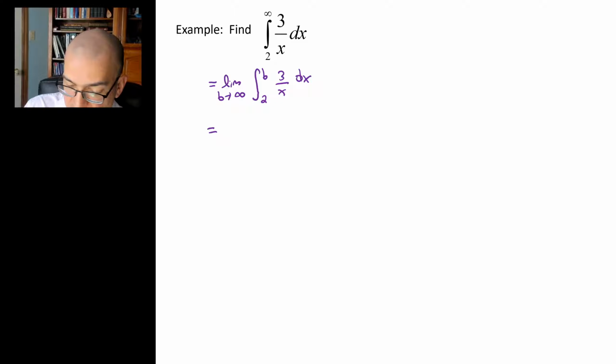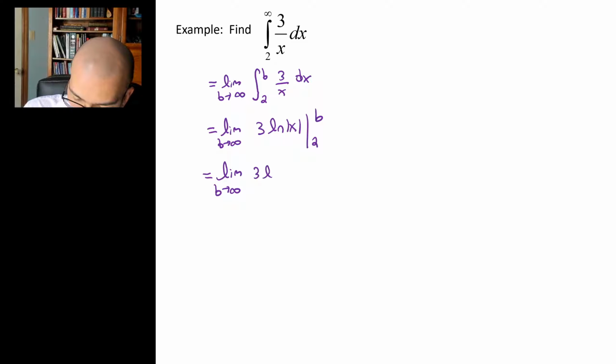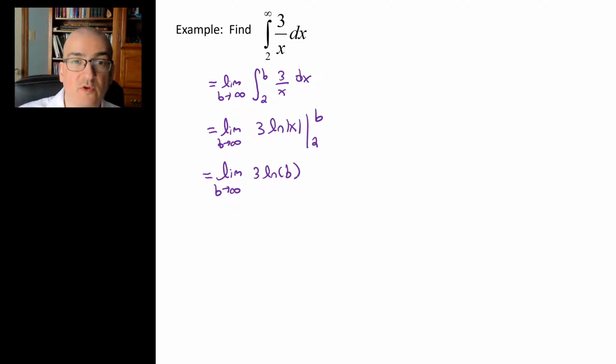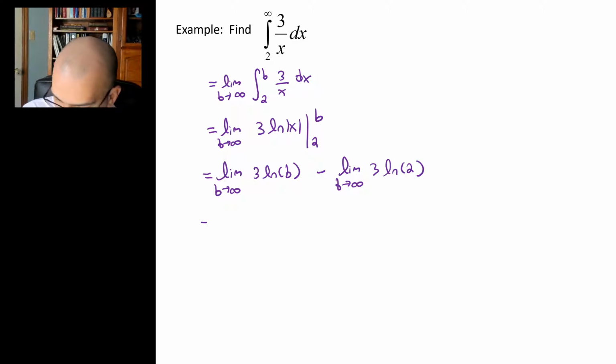And then we can take the antiderivative. Antiderivative of 3 over x is 3 times ln absolute value of x, and we're evaluating this from 2 to b. So the limit as b approaches infinity of 3 ln b. I'm dropping the absolute values because b is approaching positive infinity, and the absolute value of a positive number is just that number, minus the limit as b approaches infinity of 3 times ln of 2. So this last part is just 3 ln 2.